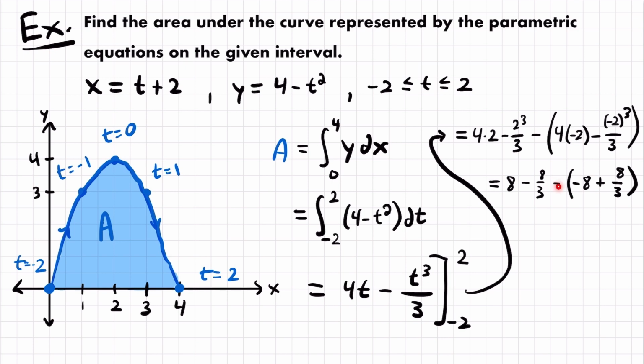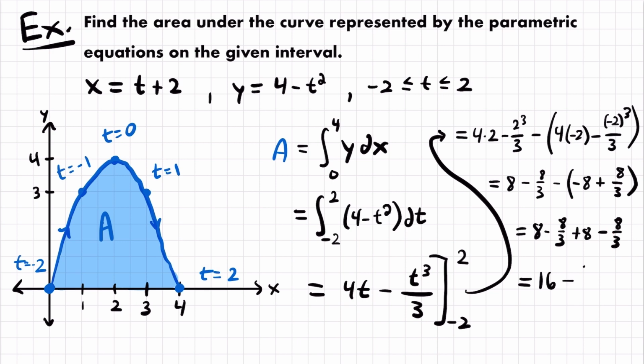And then if we distribute this negative through this quantity, we'll have that this is equal to 8 minus 8 thirds, and this negative will make this negative 8 positive 8, so we'll have plus 8, and then this negative will make this positive 8 thirds negative, so we'll be subtracting 8 thirds. All right, so we have two 8s that can combine to be 16, so this is equal to 16, and then we have a negative 8 thirds and another negative 8 thirds.